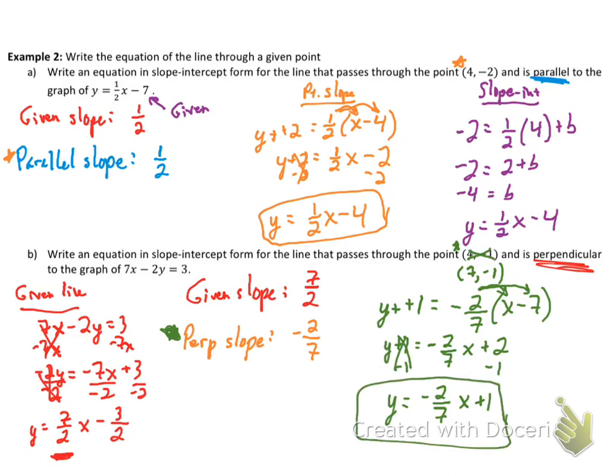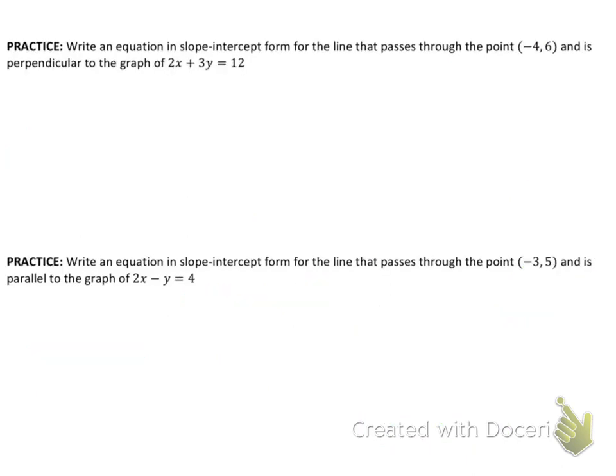And the equation I just boxed, the one we just found, is going to be perpendicular to what I started with, that given line. So these two right here are perpendicular. Okay, so that's what we're finding in this section. I've got two practice problems for you. Make sure you try those and then check your work.